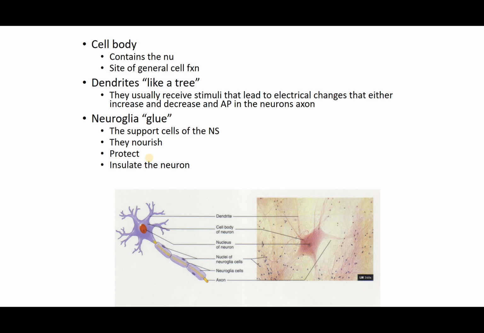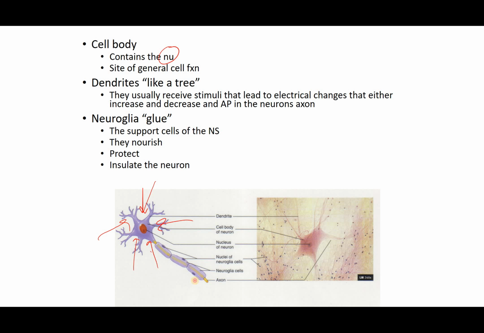Okay, the cell body contains the nucleus. That's shorthand there for nucleus. The dendrites, those branch-like structures, they allow the electrical signal to be conducted toward the middle of the cell body. So electrical information comes toward the cell body via the dendrites. Okay, and then we have the axon itself, and then the myelin that wraps around the axon.